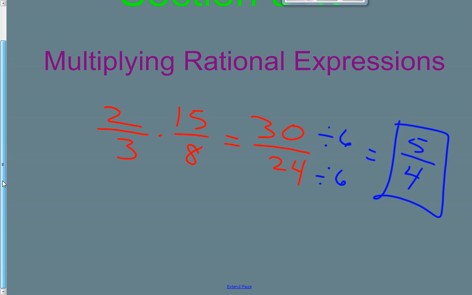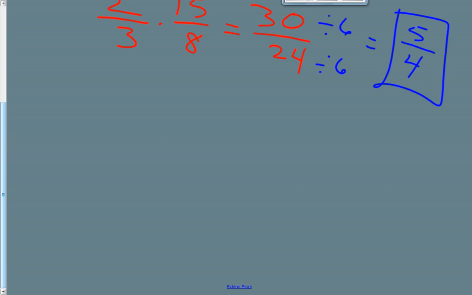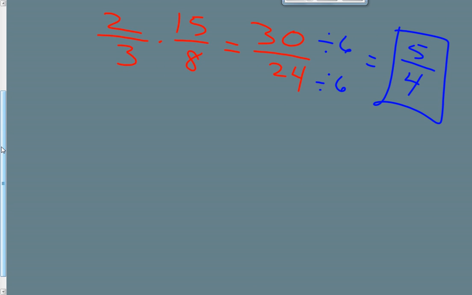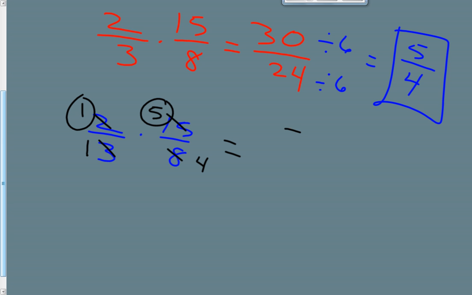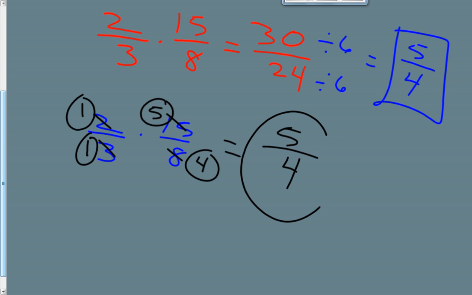There's one big thing that we can keep in mind that is also true of rational expressions, is we can do what is called cross-reducing. If you have 2/3 times 15/8, we can reduce these before we even multiply to make them easier numbers, such as 2/8 reduces to 1/4. 15/3 reduces to 5/1. And now you can multiply the numerators. 1 times 5 is 5, and 1 times 4 is 4. So we get 5/4. Either way, we get the right answer.